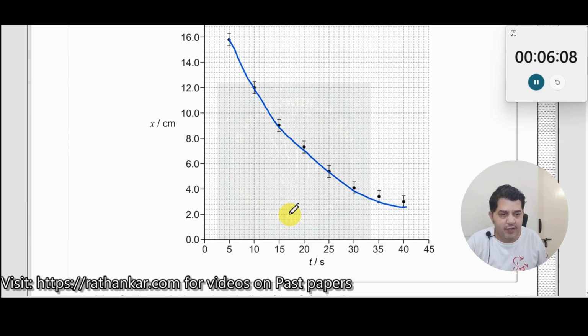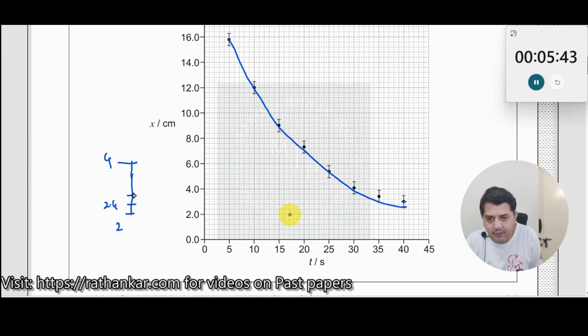At t equal to 40 seconds, what is the displacement here? This is the value here. Now let us understand what each small square box represents. If I take 2 here, the next mark here will be 4. In between them, how many boxes are there? 1, 2, 3, 4, 5. 5 boxes, which means each box represents 2.4, 2.8, 3.2, 3.6.